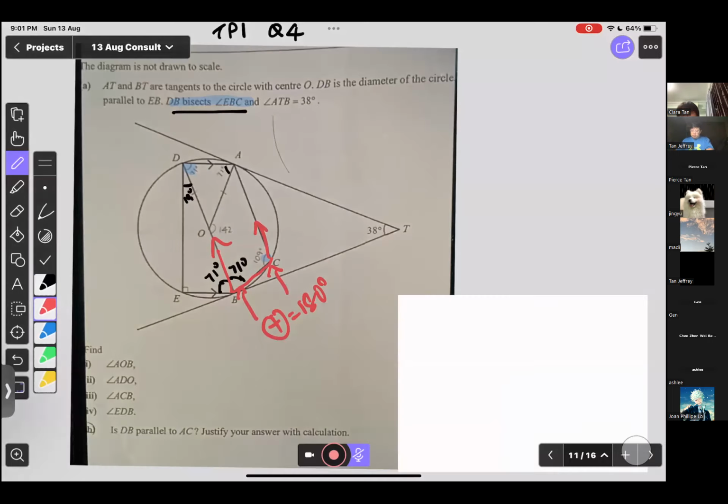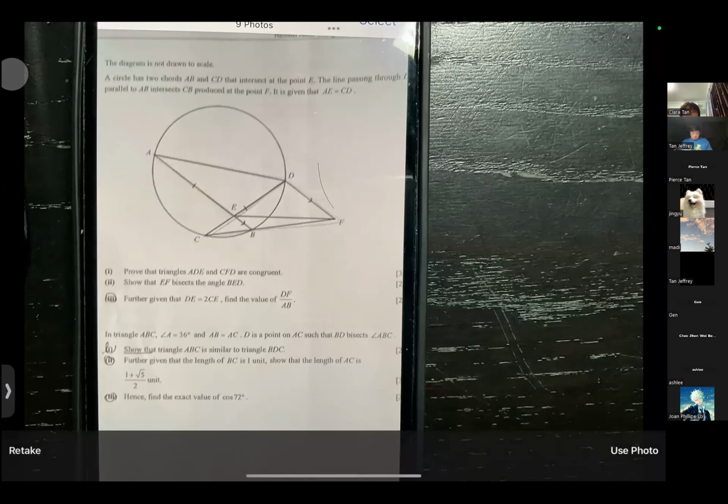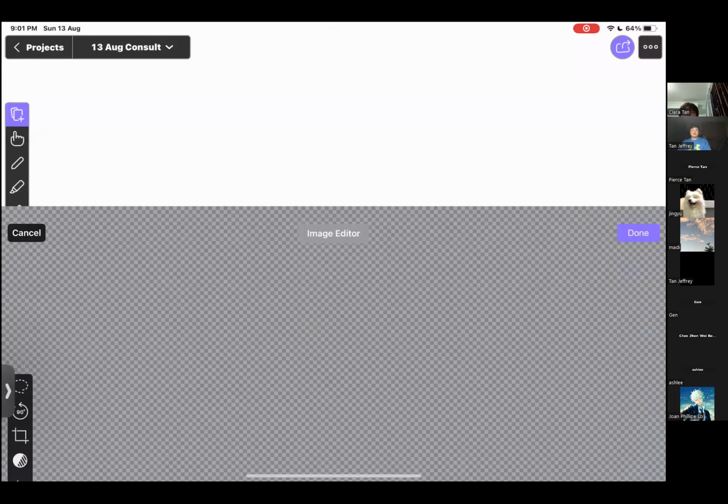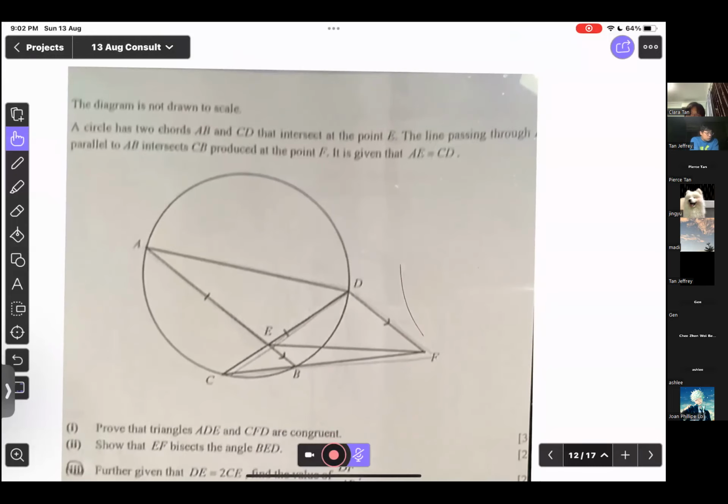Okay, next question. This one. Where is this from? Also time prep, practice 4. Okay, which question? It will be question 6. Okay, which one is bothering you?